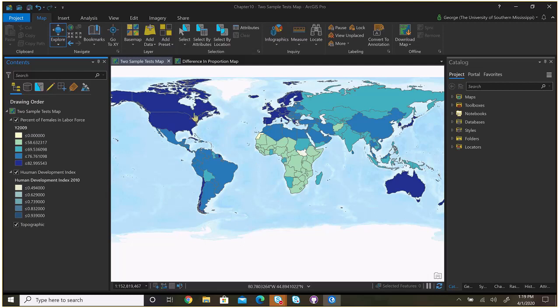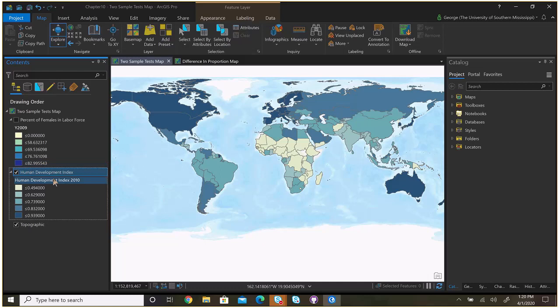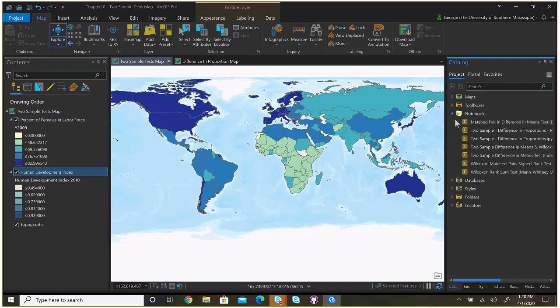So the book points out, and it uses a slightly different data set, so the answers are going to be different, but the book actually groups the world into two different values, a cutoff for human development index, and then looks and sees if the percent of females in the labor force is different between those two groups. Okay? So that's what's contained in this notebook here.